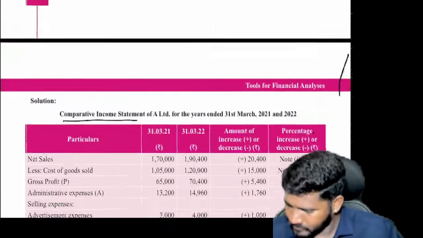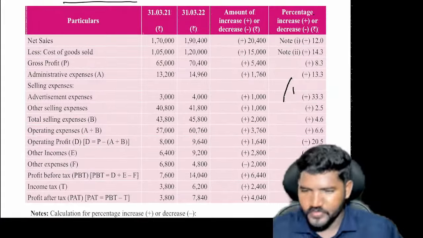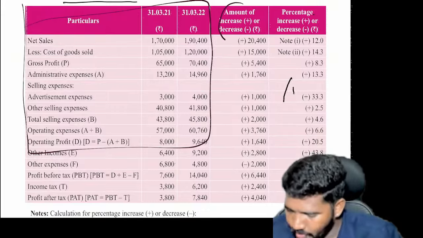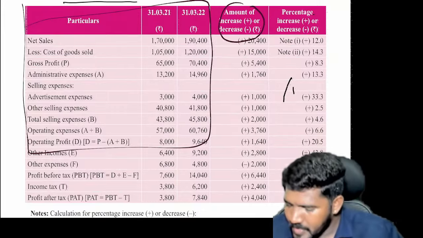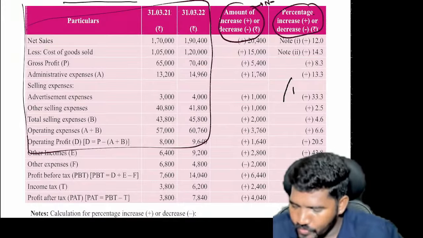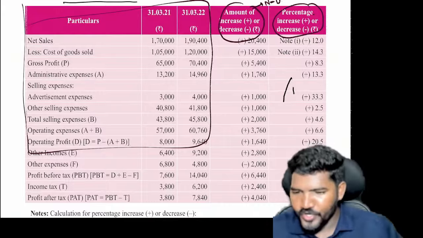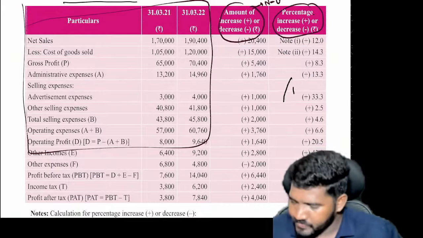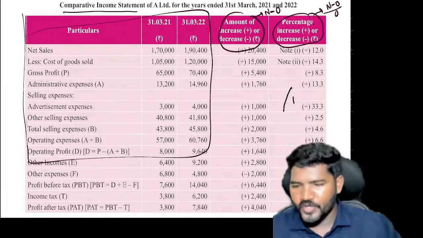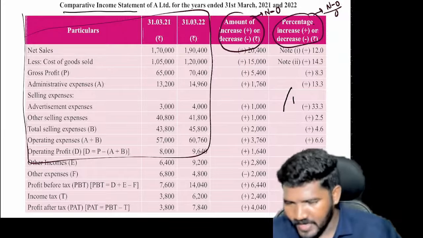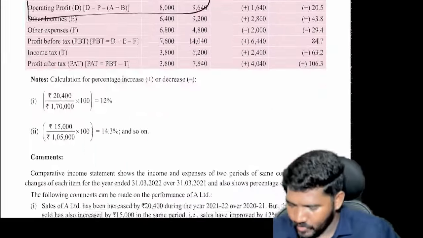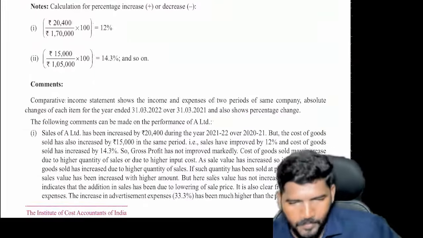Now, from the solution point of view, they put the entire question up to here. You can observe they added two points: amount of increase or decrease, and percentage increase or decrease. Amount increase or decrease means new value minus old value, that is, 2022 value minus 2021 value. Percentage increase or decrease equals new minus old divided by old, that is, 2022 value minus 2021 value divided by 2021 value, into 100, and you will get a percentage. Based on this also you have to write the inference for each and every point. This is called comparative statement analysis.